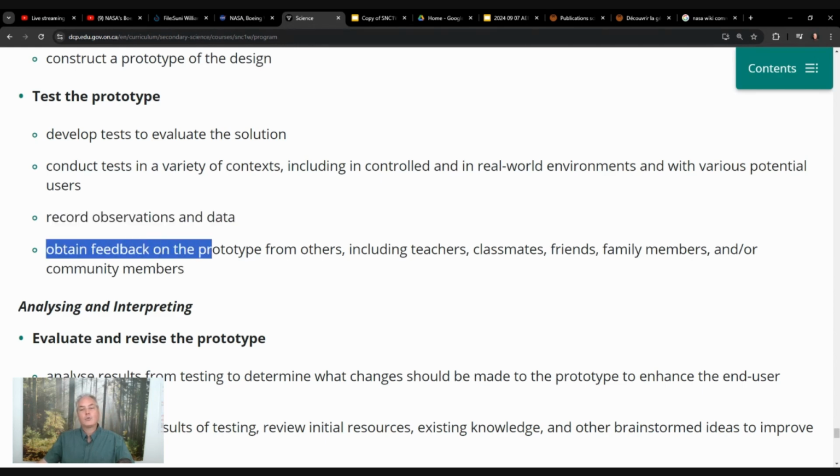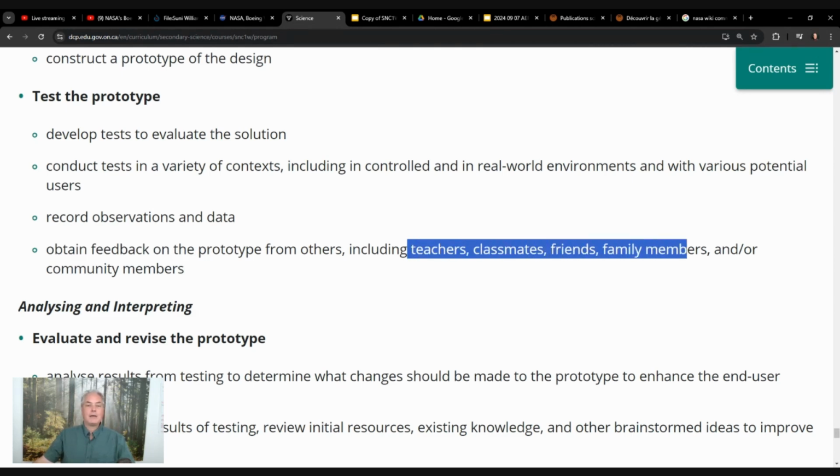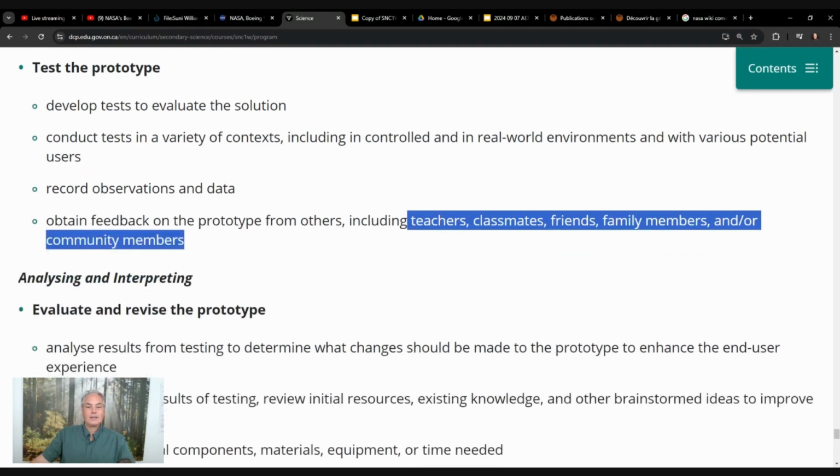Keeping in mind that you also want to look at the feedback from as many people as possible in the context of the project. In a classroom, that includes teachers, classmates, friends, family members, or community members. If you are in the engineering profession, then it becomes team members or company members or different, the research community indeed. Now, we have a prototype, we got some data.